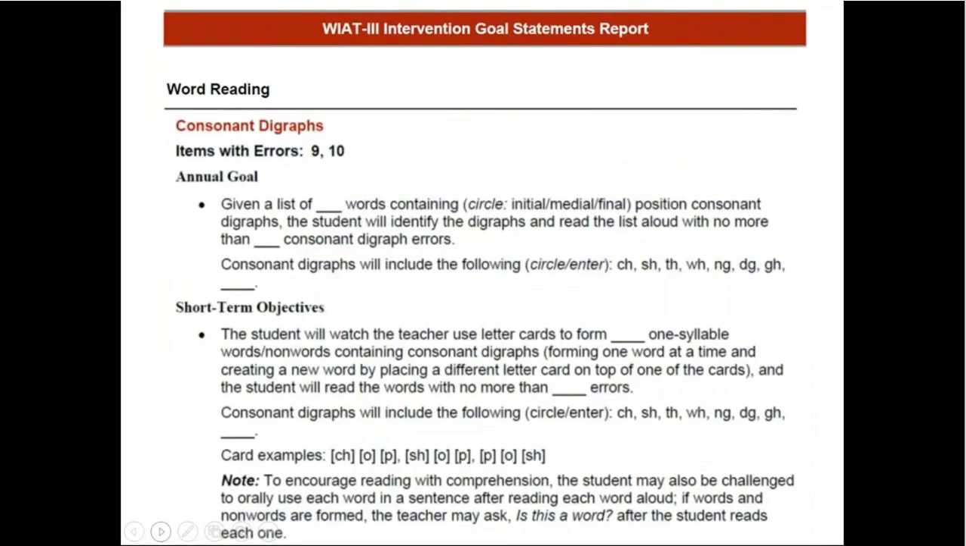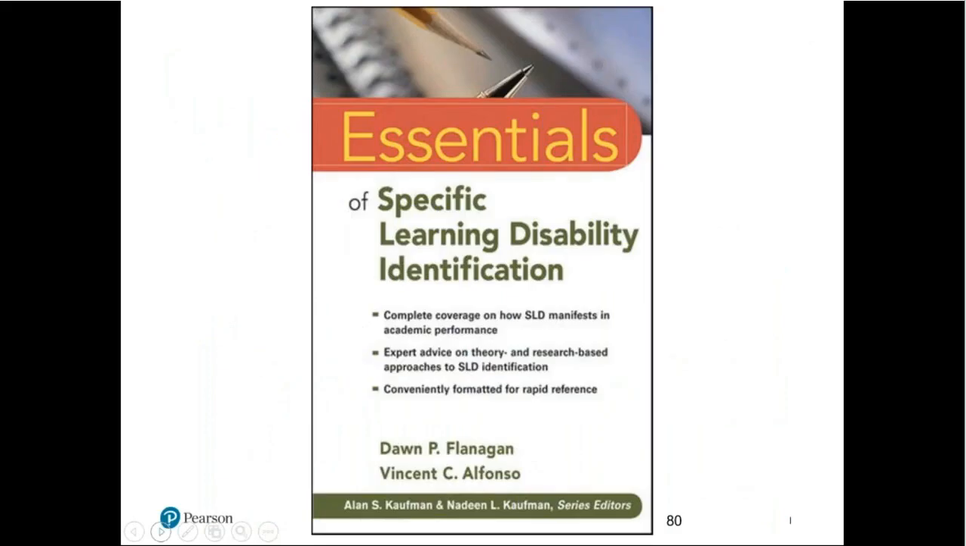The other thing you can do is also look at some intervention goal statements. So these give you short-term objectives as well as some potential annual goals, and these are again based on the specific item where the child showed errors. In this instance, we're looking at items 9 and 10 on word reading, which is targeting the consonant digraphs. The other book that you might be interested in reading is this Essentials book, which is specifically looking at learning disability identification.